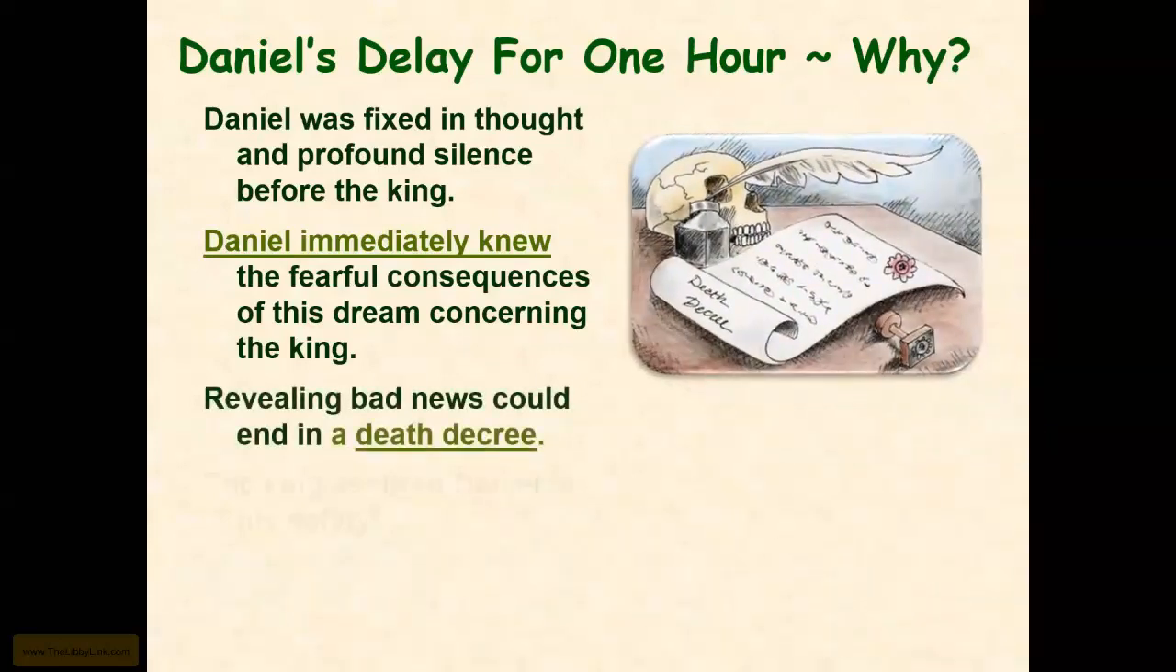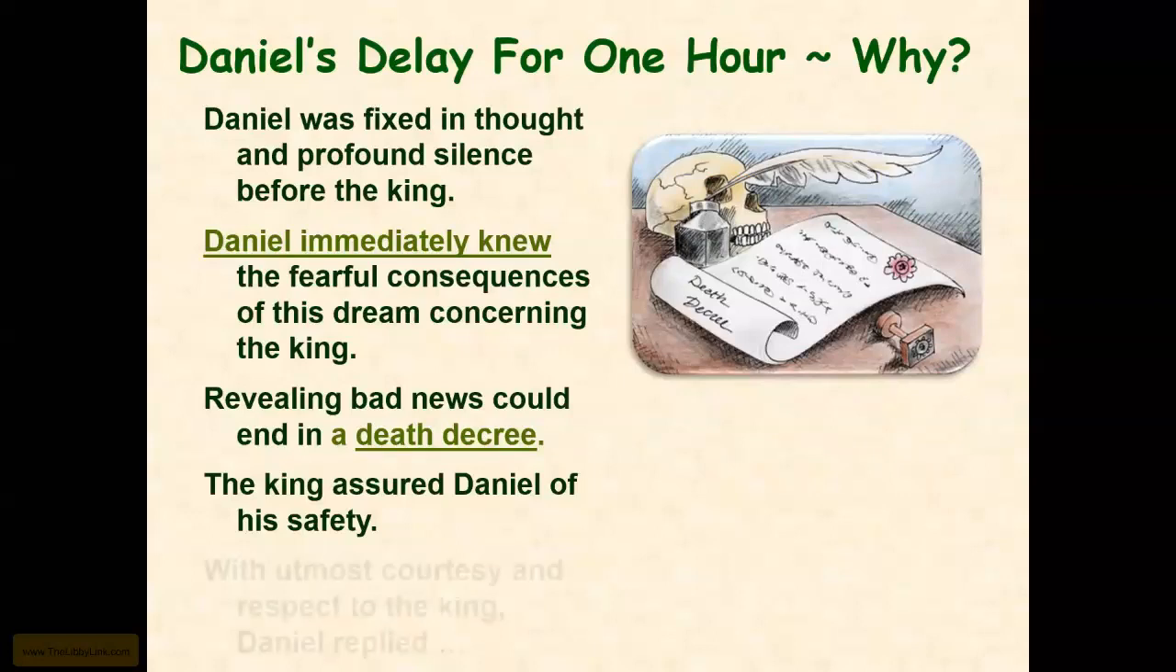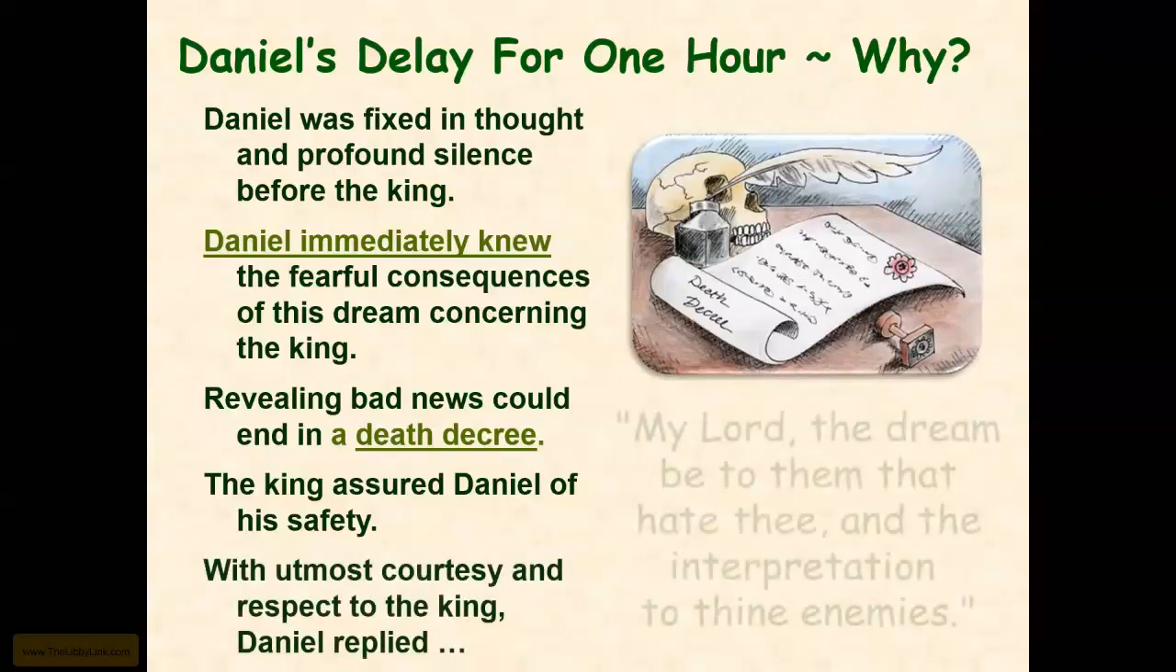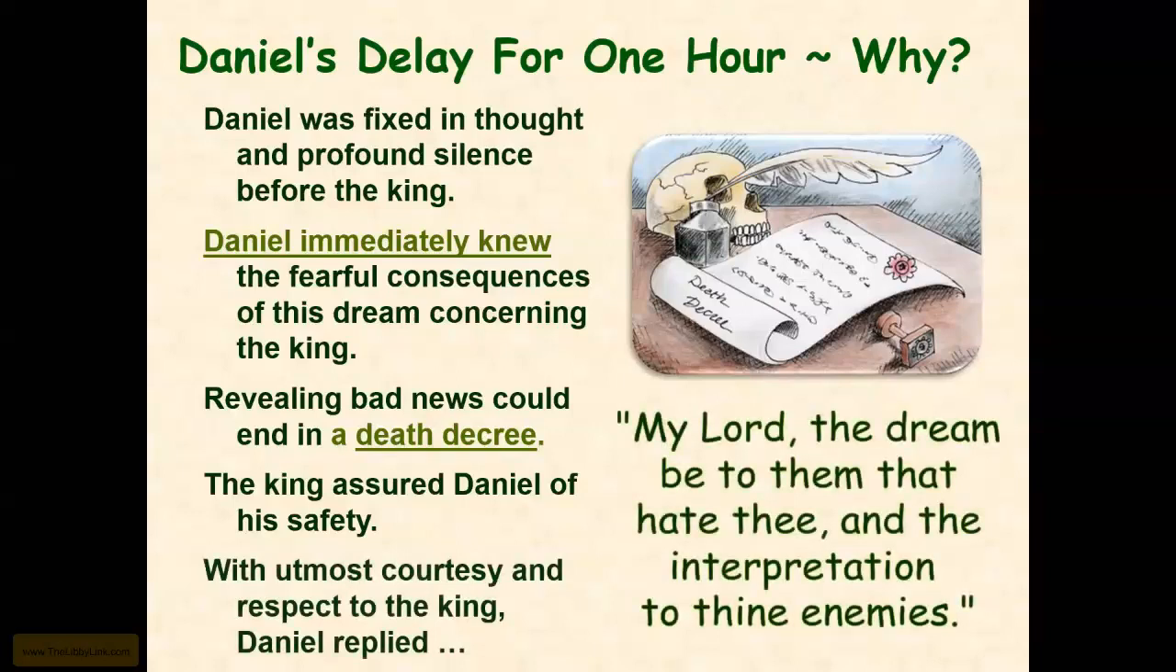Daniel also knew the danger of revealing bad news to the king, another death decree. In those days, you just didn't do that. The king assured Daniel he was safe, no matter what, because by this time, he had a special regard for this captive Jew. Out of courtesy and respect to the king, Daniel replied, "My lord, the dream be to them that hate thee, and the interpretation to thine enemies."